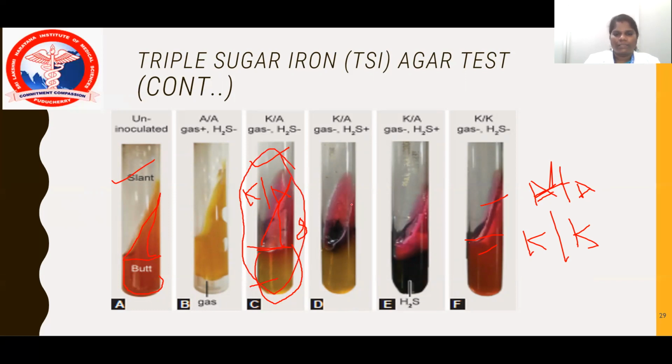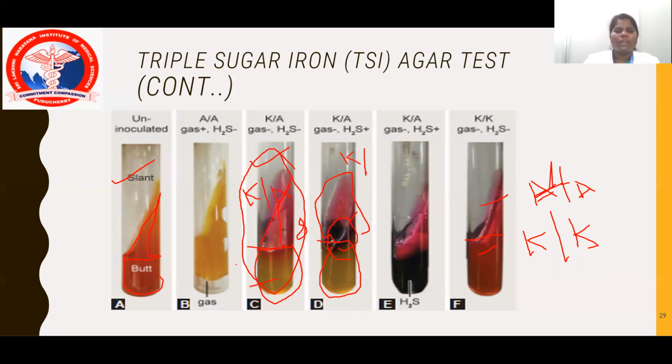And in another case, some organisms are able to produce H2S. Again, the organism is able to utilize only glucose and there will not be any gas production. Because of the utilization of glucose alone, there will be yellow color at the bottom. There will not be any other sugar utilization, because of the utilization of the amino acids present in the peptone, which makes the medium pink. So it can be read as K by A, no gas, but H2S is there.